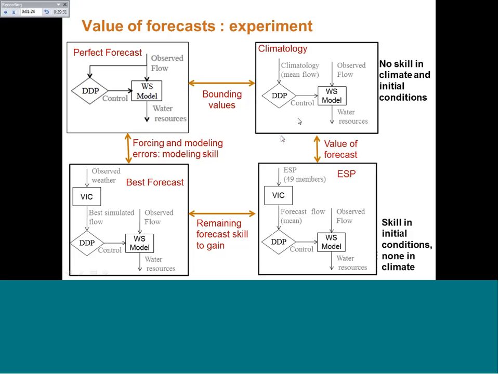So the difference in cost between those two experiments, climatology and ESP, is giving us the value of the forecast driven by initial conditions. And the difference between the best forecast and ESP: with ESP there is no skill in climate but skill in initial conditions, while with the best forecast there is skill in initial conditions and perfect knowledge of climate. So the difference in cost is giving us the remaining forecast skill that needs to be gained. That's the information that we could get by having better knowledge of the climate.